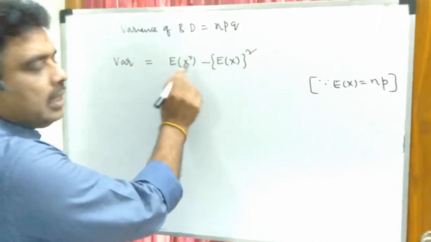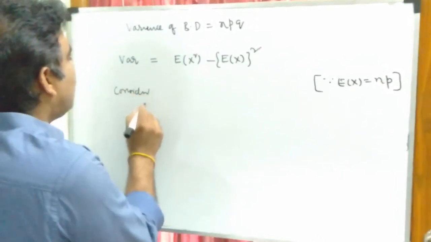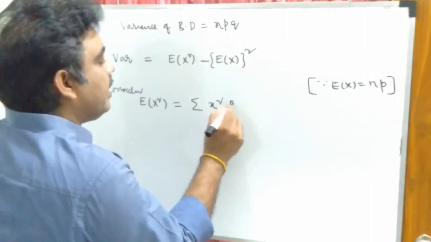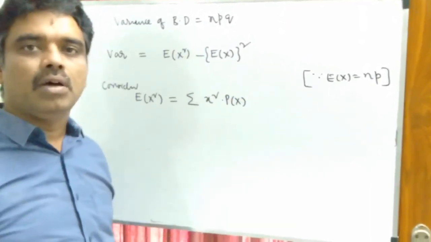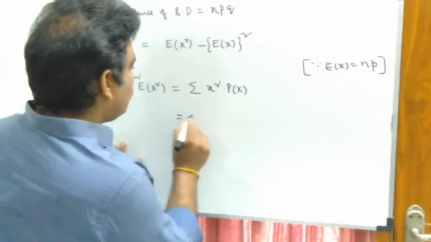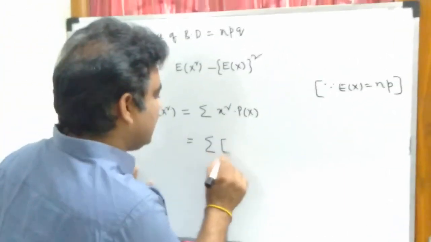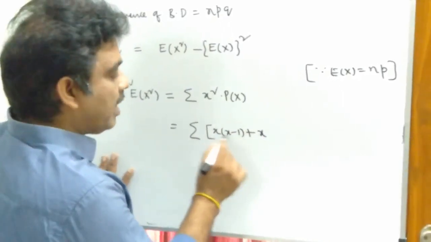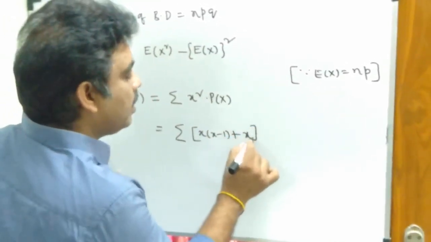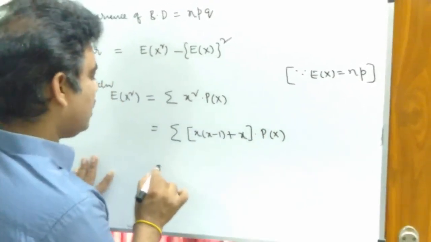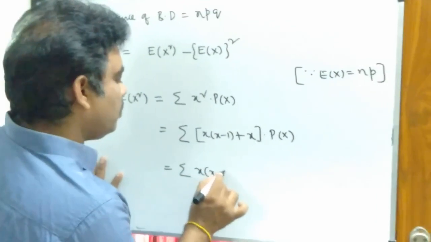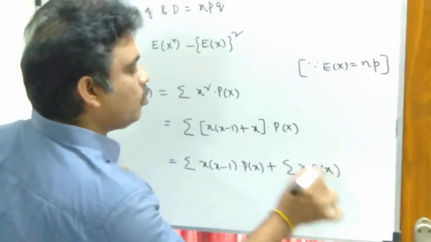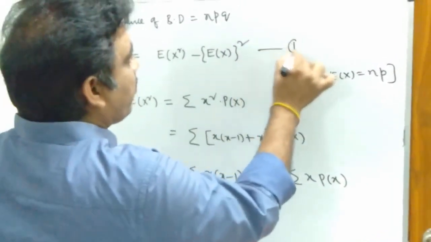So now our aim is to consider the first term. So consider E of x square, the expected value of x square. That is equal to summation x square into the probability function of the variable x, p of x. To expand, for our easy convenience, I am writing x square as x into x minus 1 plus x. So x square minus x plus x will give x square, and this is p of x. That is equal to summation x into x minus 1 into p of x plus summation x into p of x. Call this equation number 1.